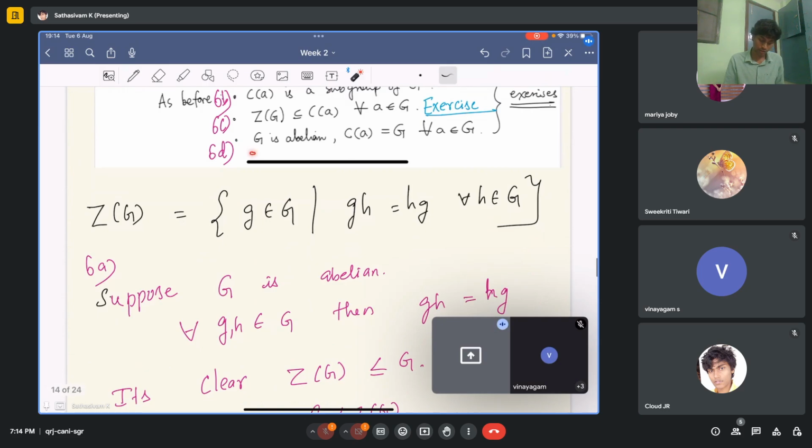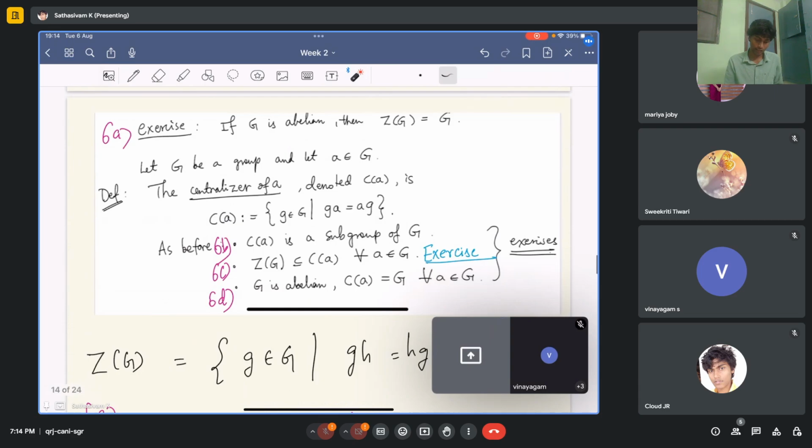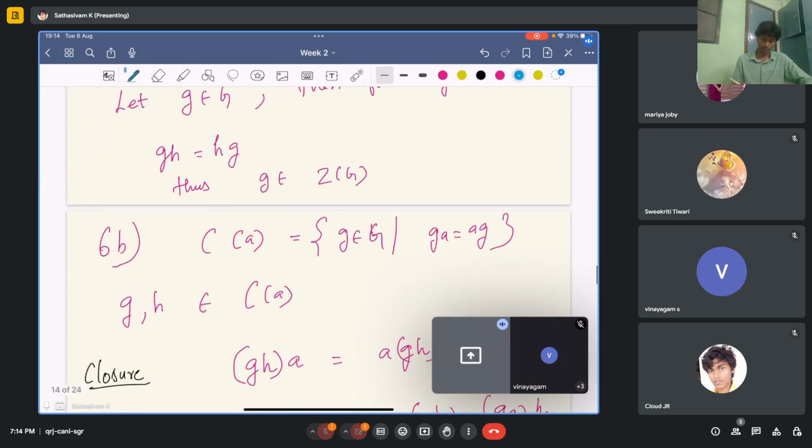Okay, so let's try this one. If G is abelian, then the centralizer of A is actually G. We have done a similar question here: if G is abelian, then the center of G is G. Here we are saying the centralizer is also G. So here also we don't have to do anything. Use this and this, then you are done, right? So let's use 6A and 6C.